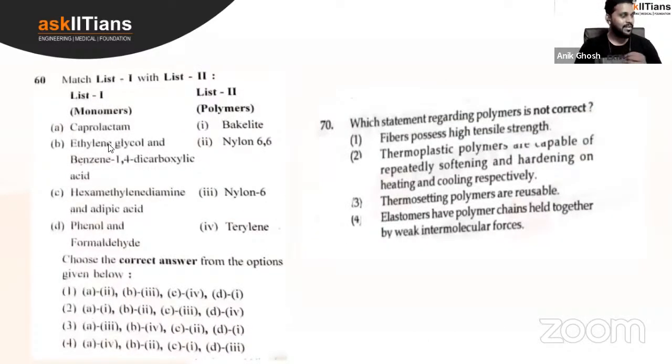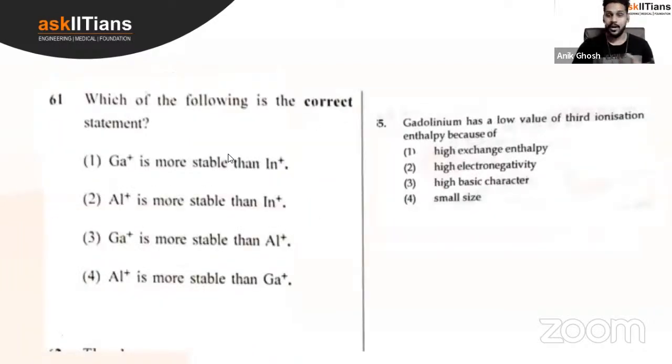Now, these are similar questions from polymers, like the caprolactam and matrix matching type question in the Indian paper. So these are also similar types of questions. So there is no such myth that the question paper was difficult and different. That was completely wrong. Here you can see a question coming in the Gulf paper and one in the Indian paper. They're asking a similar kind of question from electronic configuration.